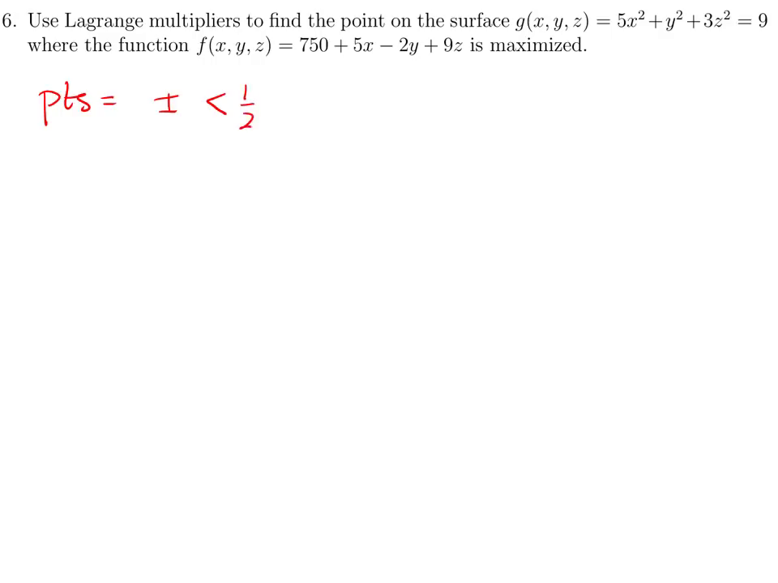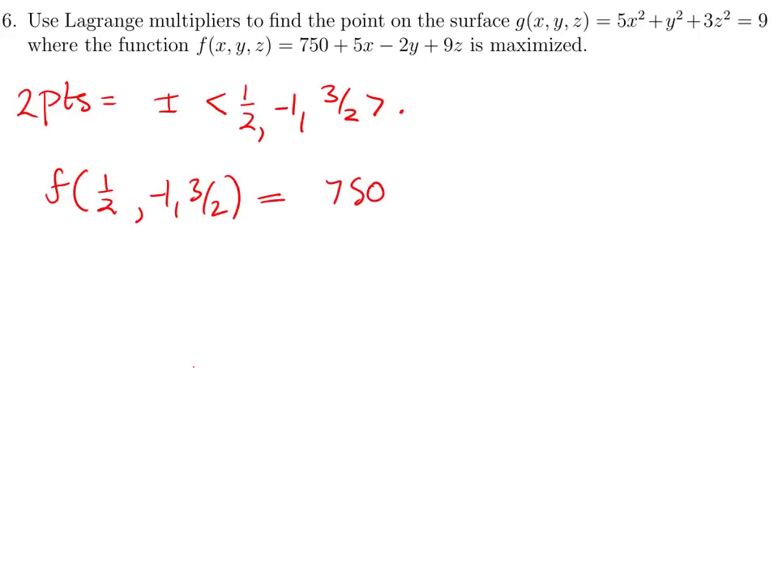Plus or minus a half, minus 1 and 3 over 2. And so there are 2 points, and now I'm just going to check the value of the function at each point. So f at a half, minus 1, and 3 halves is equal to 750 plus 5 over 2 minus plus 2 plus 9 and 3 over 2.